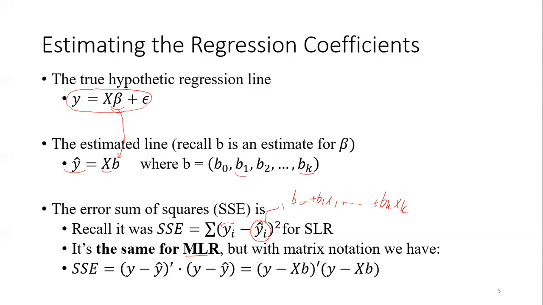Okay. And the second thing as well, with the matrix notation, you can show this as a product instead of the summation. You can just show it by y minus y hat transpose times y minus y hat, which is also equal to, instead of y hat, I just put x beta, right? And this is what you have in terms of the error sum of squares, right?